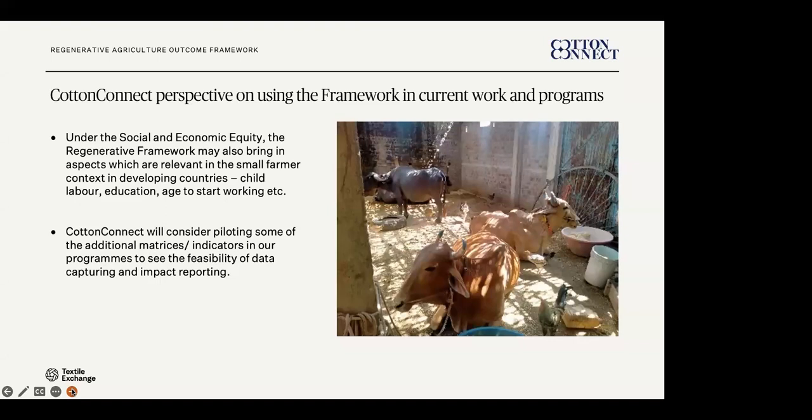So overall for us, the framework is a fantastic tool, and I hope it will be useful and widely used in the sector. So that's all from Cotton Connect, and I believe I will be now handing over to Sabrina from Kirin. Thank you so much.